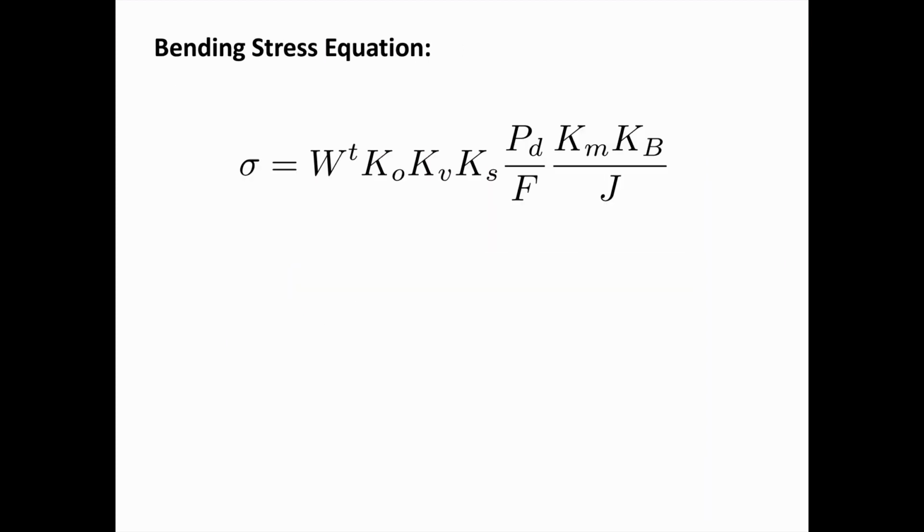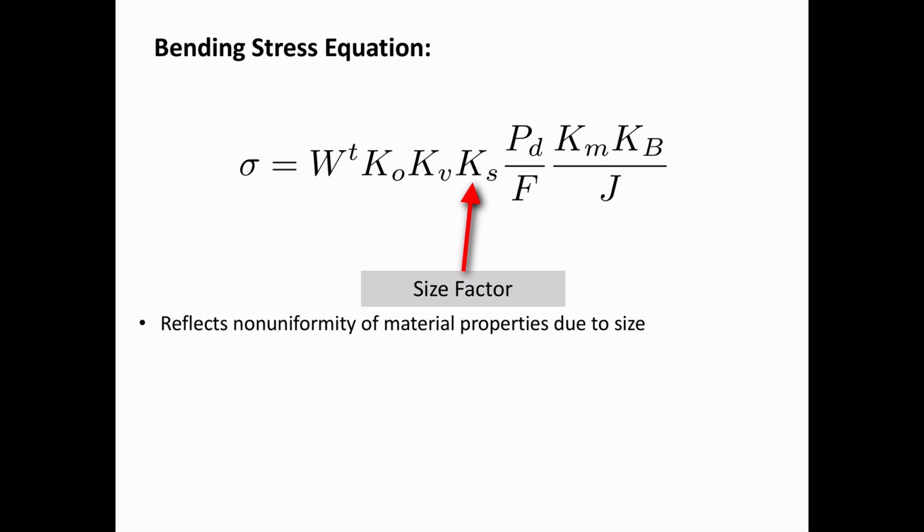Let's look back again at the bending stress equation. We just finished looking at the dynamic factor. Now let's have a look at the size factor. This reflects non-uniform material properties due to size. So for example, if we think back to the section on spring design, due to size, there was an effect on material properties.